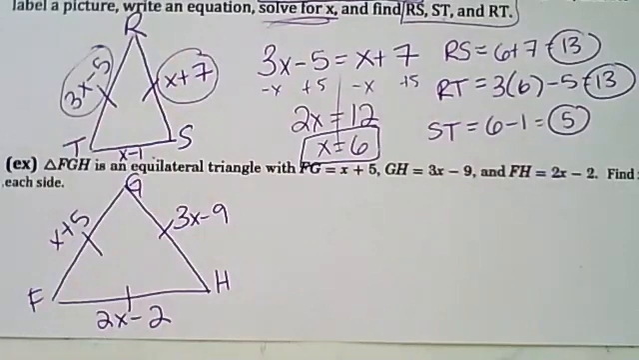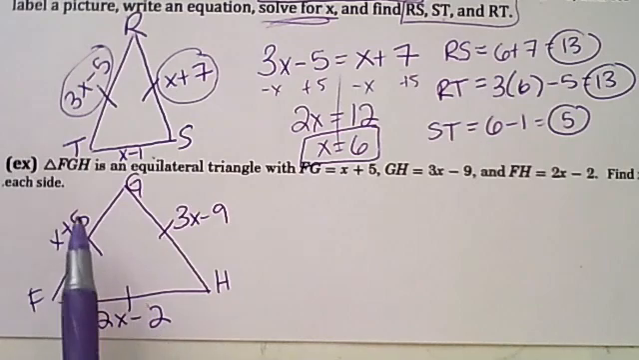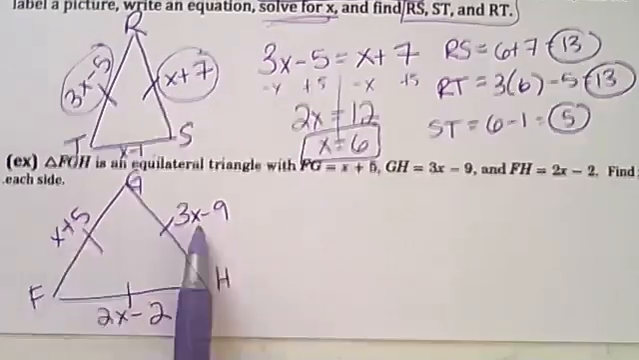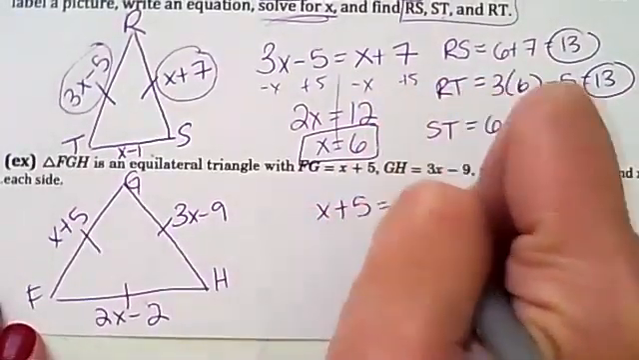So since it's equilateral, all three are the same. For this one, you basically just choose any two of them and set them equal to each other. It doesn't matter which two. You don't use all three of them. I've had kids try to do this equals this equals this and have two equal signs. You definitely don't want that. You just choose any two of them. I'm just going to do these two, for no particular reason. x plus 5 equals 3x minus 9.